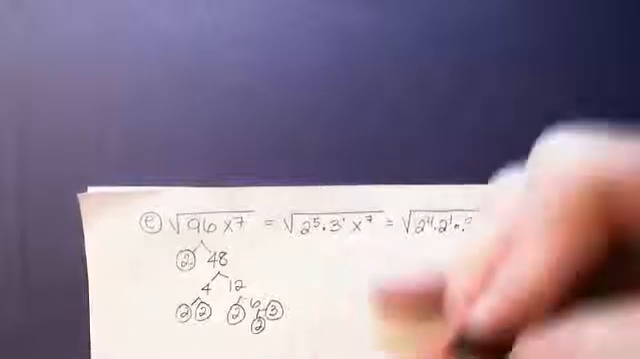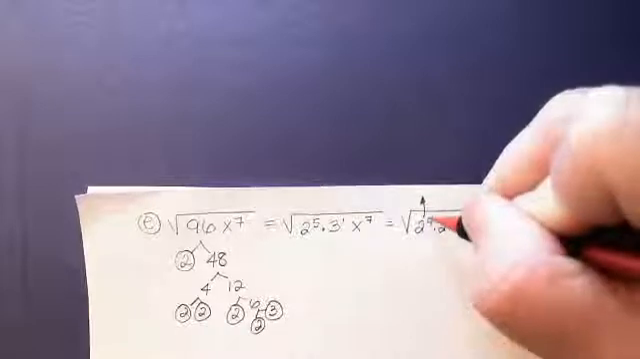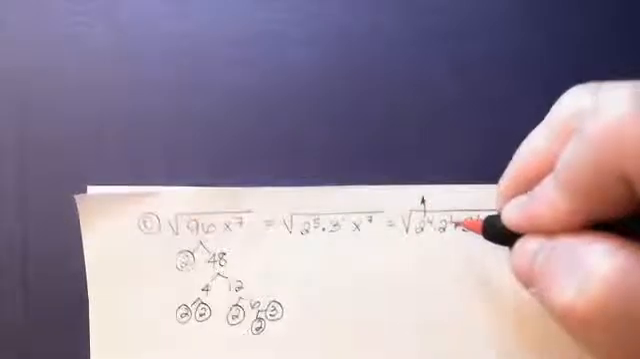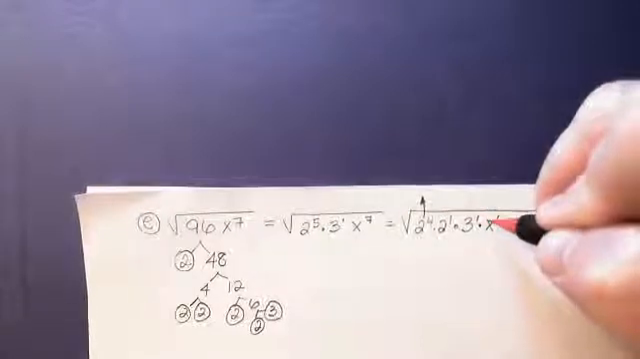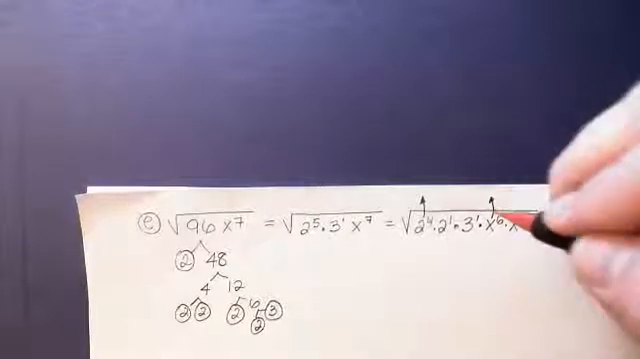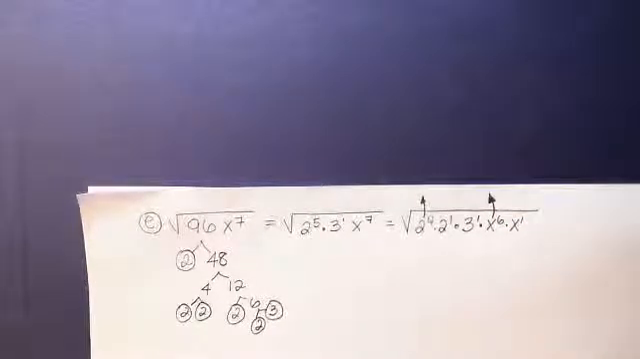Alright, now who can come out of the radical? Anything that can be divided by 2 can come out. So 4 can be divided by 2, so that means these 2 come out. This guy cannot come out. The 3 cannot come out. The 6 can come out, because not the 6, but the x can come out. And the last x cannot come out.